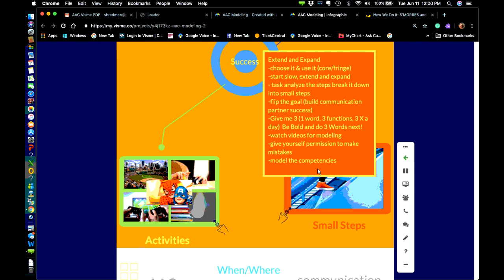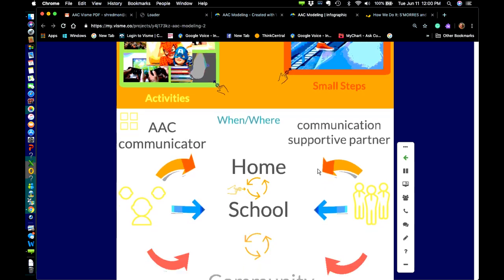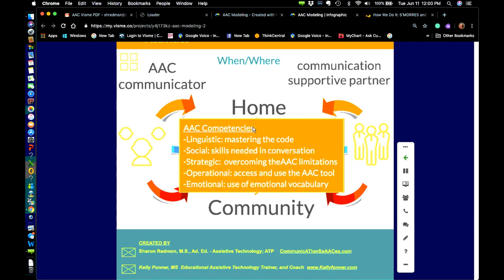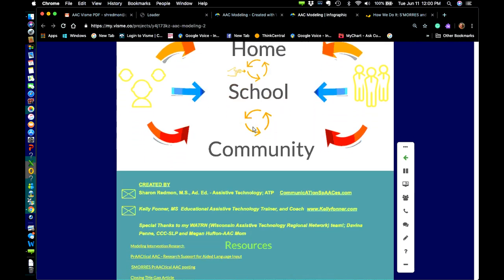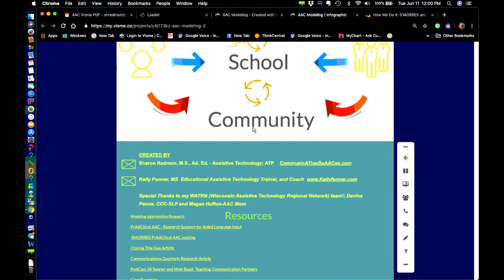So give yourself permission to make mistakes. It's really important. And then modeling those competencies. That's where we start, just starting. So when you go through the rest of the infographic, I'm not going to go through this, but just so you know, we do have these competencies from Janice Light. They're really important. I've listed them here, and there's a link to her information and her competencies. They will also help you expand and extend once you get started with AAC modeling.